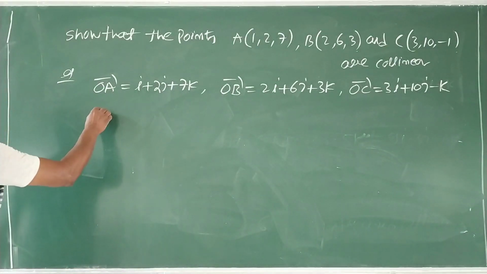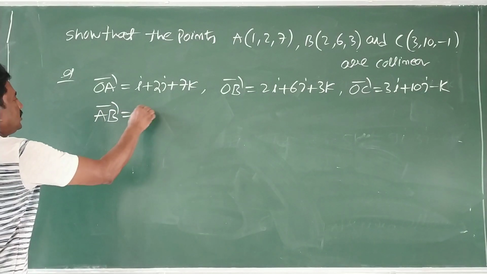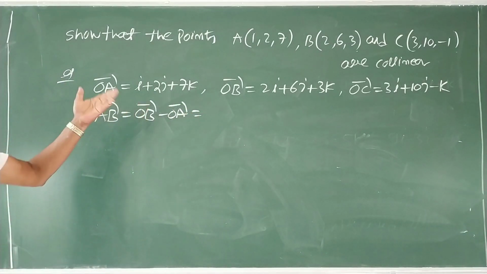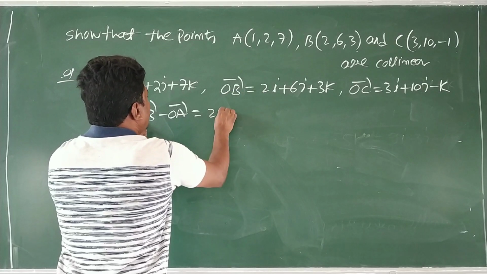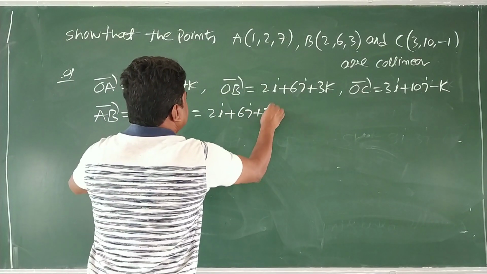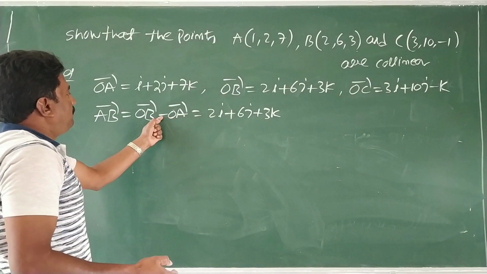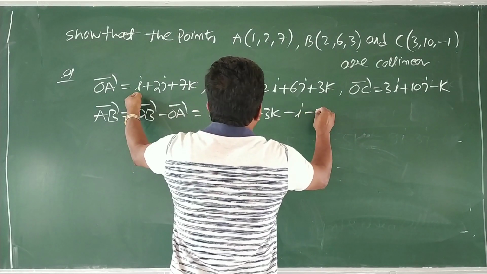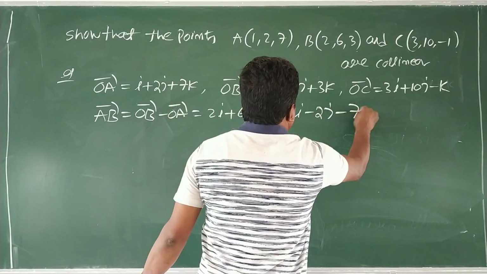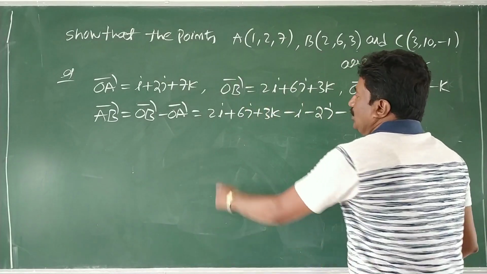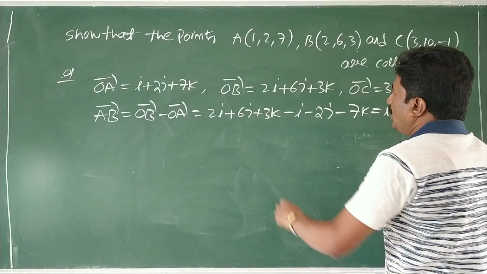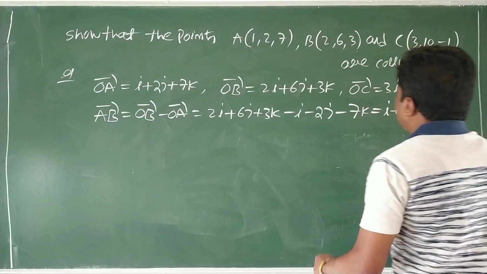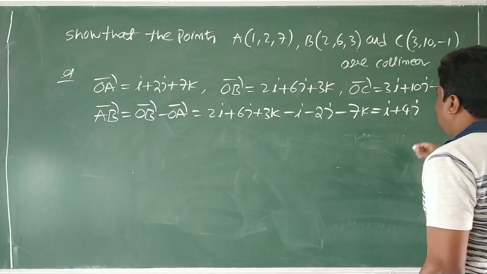I go for finding AB. What is vector AB? OB minus OA. Substitute and simplify. OB is 2i plus 6j plus 3k. Multiply vector OA by minus: minus i minus 2j minus 7k. Simplify this: 2i minus i is i, 6j minus 2j is 4j, 3k minus 7k is minus 4k.